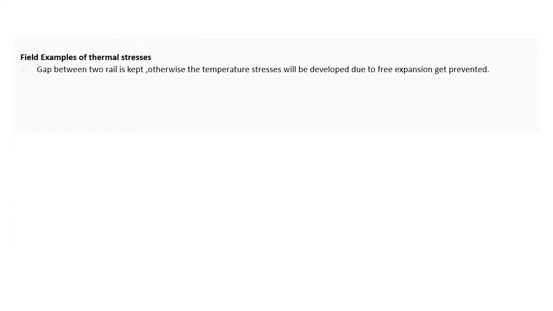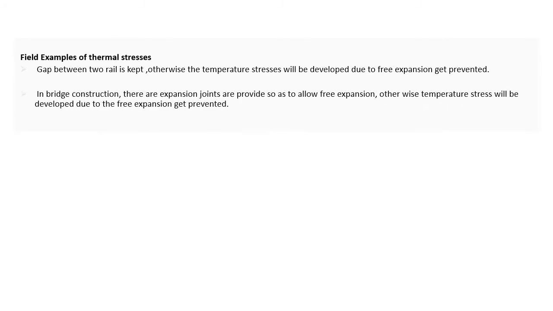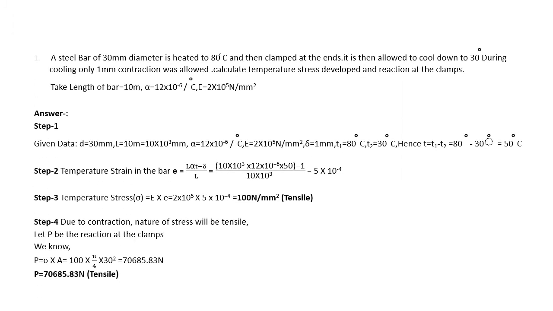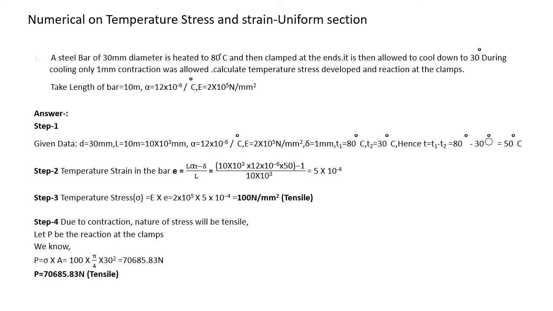Let us consider field examples of thermal stresses, like railway tracks and bridges. In both cases, we have to consider the effect of thermal stresses. Now let us solve some numericals on temperature stress and strain for uniform section.